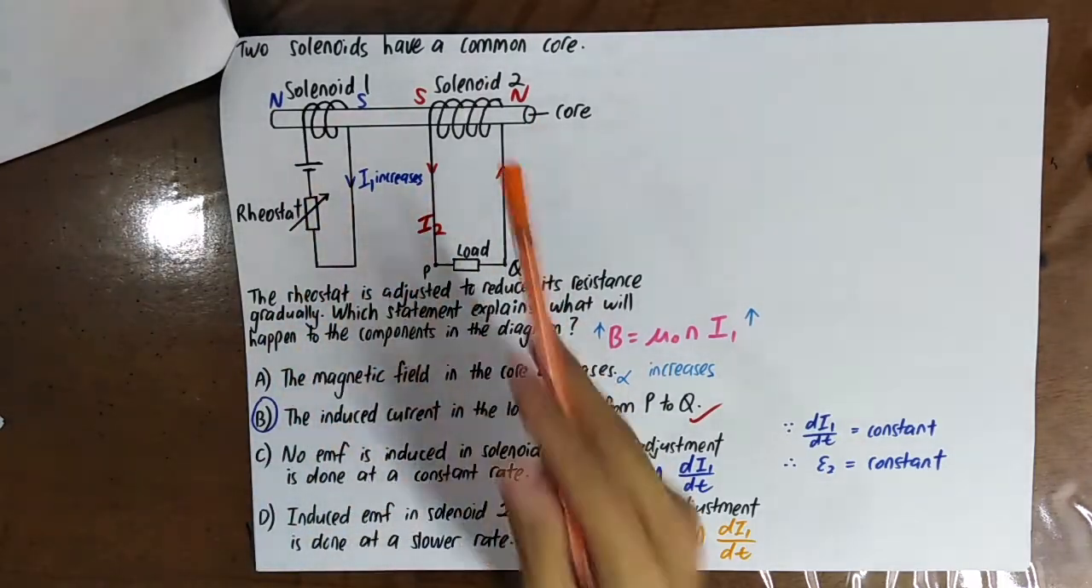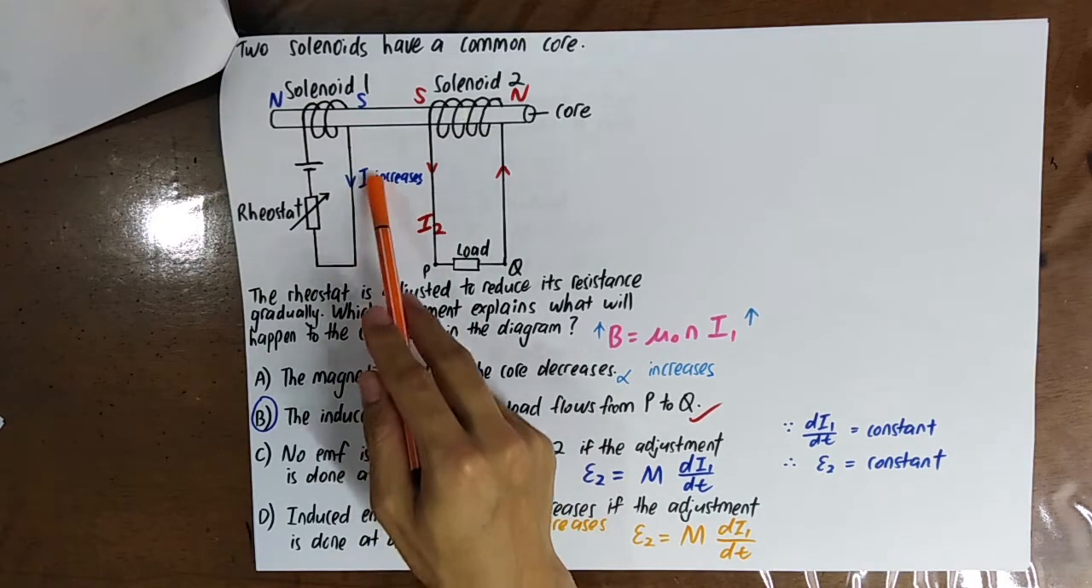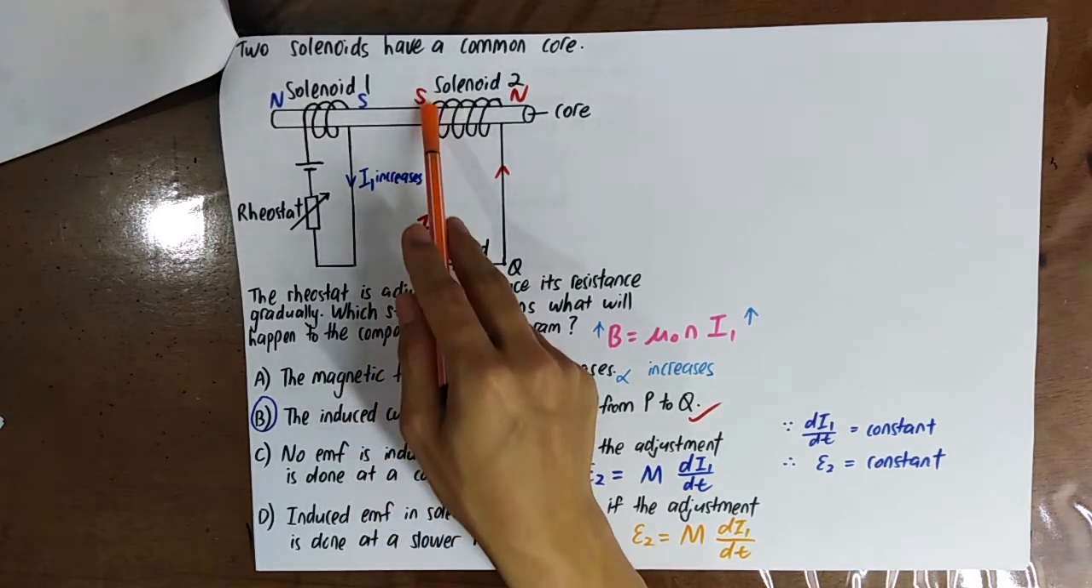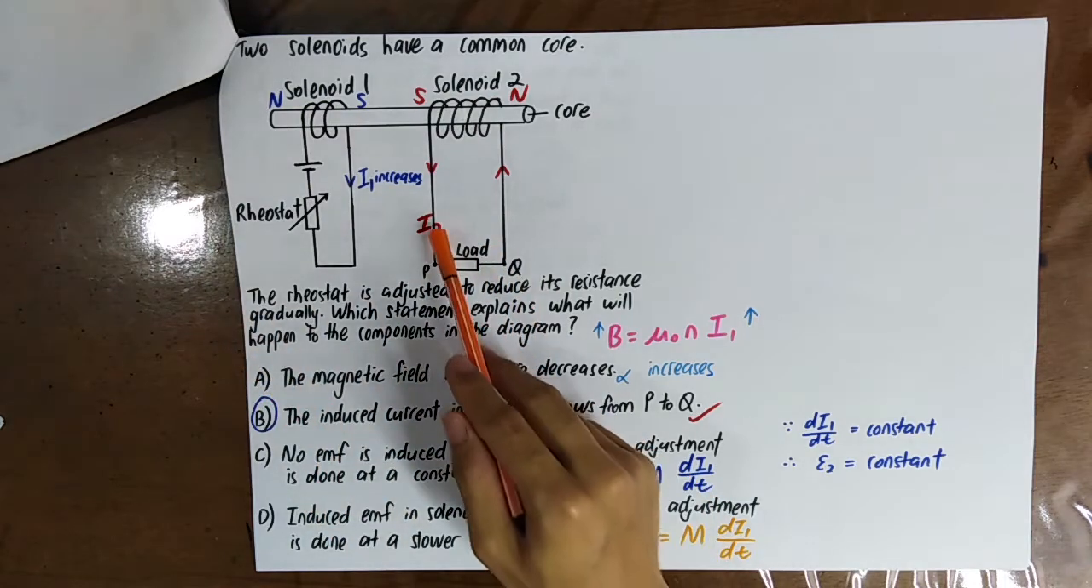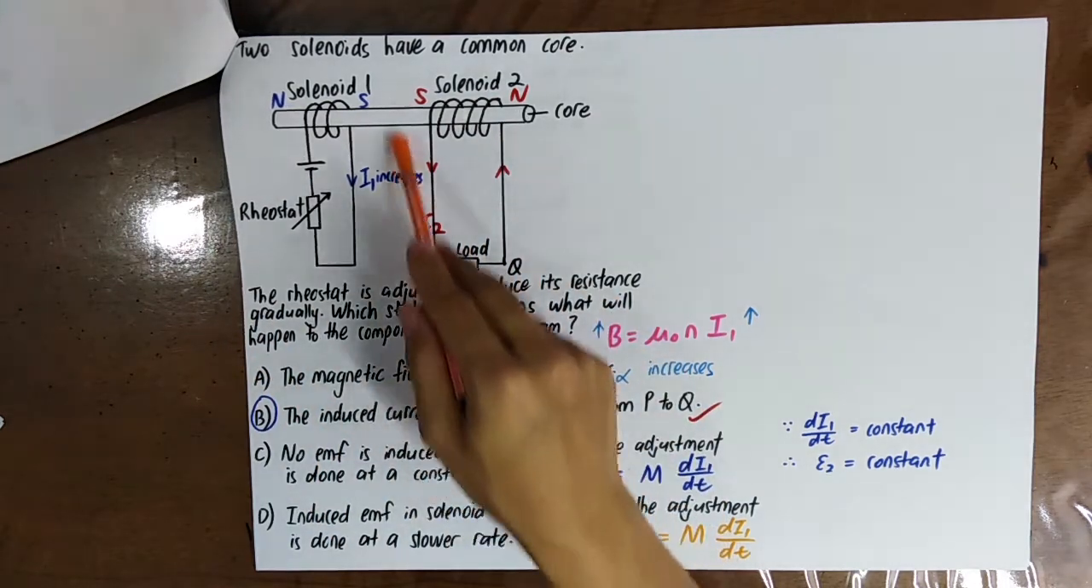Okay, so by the same reasoning, you know that if I1 decreases, then this should be north pole, this should be south pole. Okay, then the current should be from here to here.